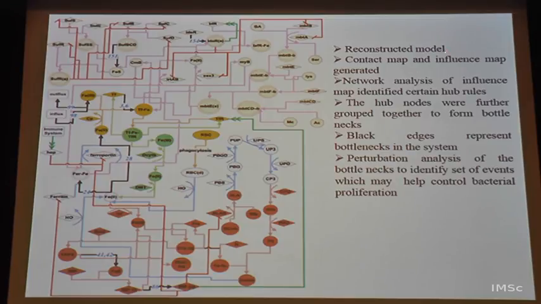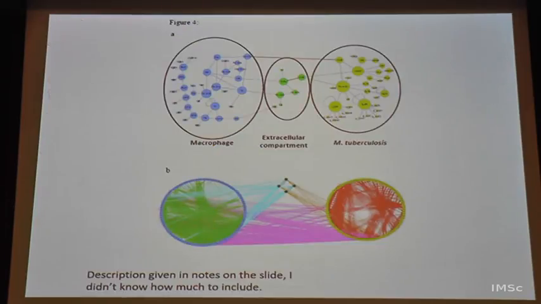So, this is a contact map and influence map. I will just show you that. So, this is a network, and the hub nodes were further grouped together to form bottlenecks. Which is the major bottleneck in this? The bottleneck is something where if you perturb it, it will have the highest influence on the whole system. So that was defined as a bottleneck. So perturbation analysis of the bottlenecks to identify a set of events which help control bacterial infections. What I am actually seeking to do is to give a broad overview, not getting into the results as such, because that is not the goal out here.